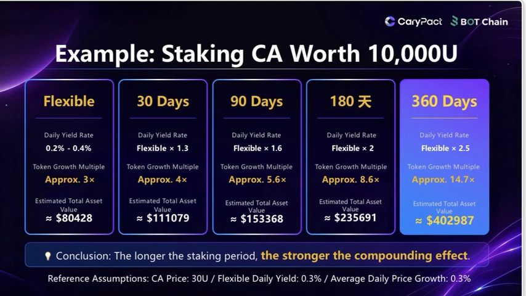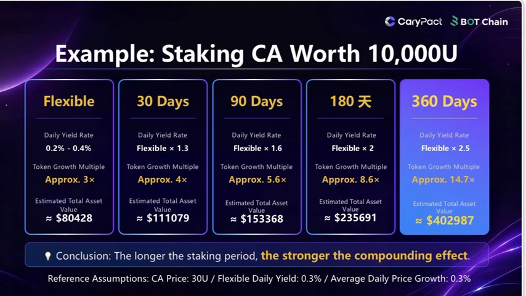1 year. For a 30-day staking plan, the estimated daily yield increases to around 0.3% to 0.5%, with principal return potential ranging between 3 to 6 times. With compounded growth over time, the estimated total asset value could potentially reach approximately 240,000 USDT within 1 year.